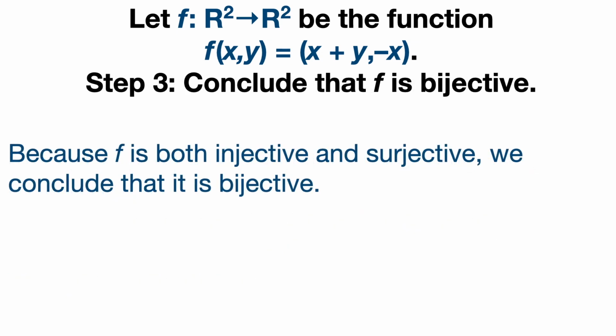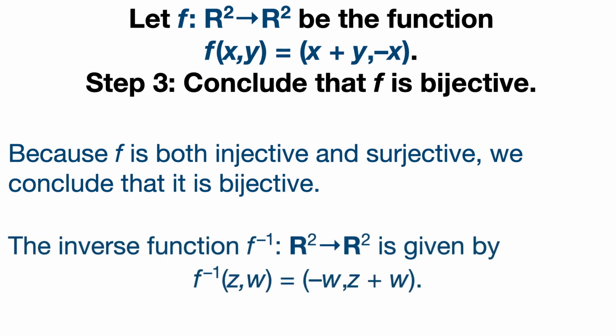Finally, step 3, because f is injective and surjective, we conclude that it's bijective. Moreover, because f is bijective, it's invertible. That is, there exists an inverse function going from the codomain of f to the domain of f. Our scratch work for the surjectivity proof was essentially the process of computing the inverse of the function. And so we're not going to show the work here, but we conclude that f inverse of (z, w) is (negative w, z plus w).